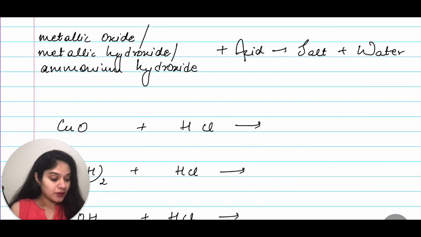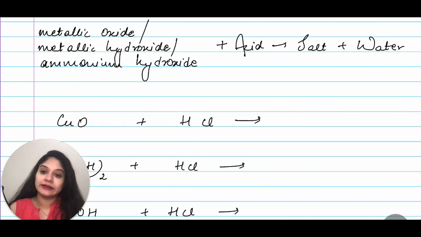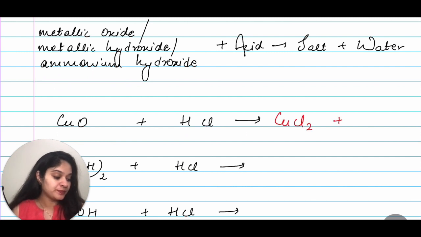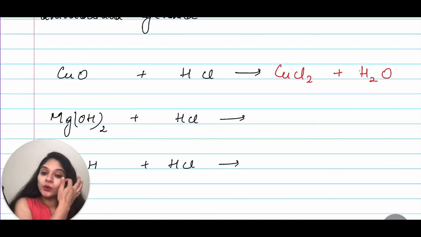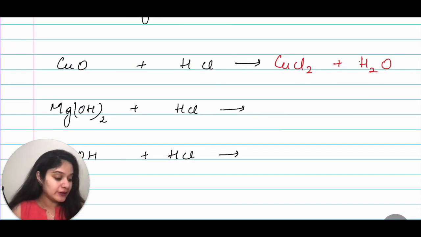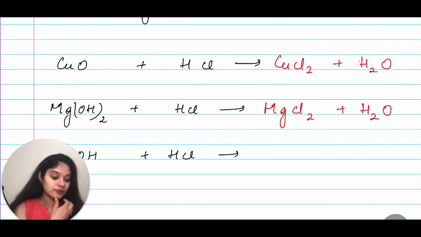And let's look at a few examples. Metallic oxide, CuO plus HCl. What will that give me? That will give me CuCl2 plus water. Mg(OH)2 plus HCl will give me MgCl2 plus H2O. I have NH4OH plus HCl, that will give me NH4Cl plus water.